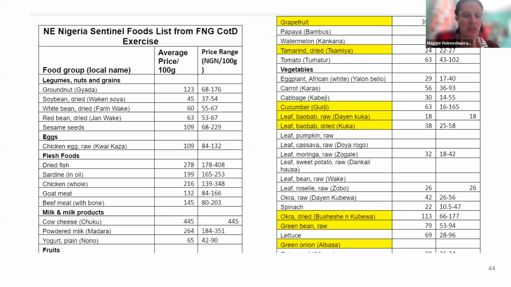So this shows you the list of Sentinel foods that we used. Again, this was from the Fill the Nutrient Gap Cost of the Diet exercise that was done for the whole country. We pulled out ones that were unique to the Northeast. And then we used these with the prices per 100 grams and had the groups do their calculations of their baskets using this shopping list, so to speak.